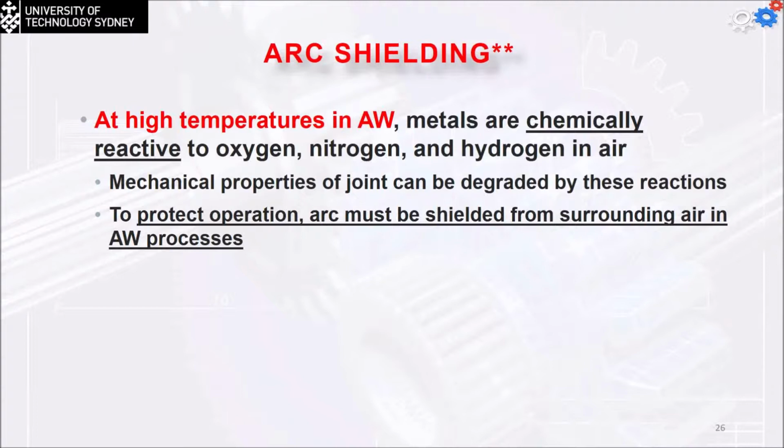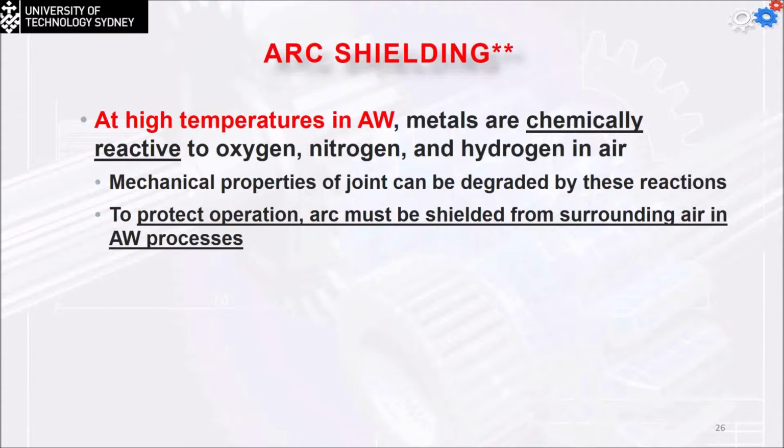At high temperature, in arc welding, the metals are chemically reactive to the oxygen, nitrogen, and hydrogen in the air. So the best way to protect them is to put a shield around it. This can be done by using either shielding gases or flux. The shielding gases can be argon, helium, or CO2, and the flux.